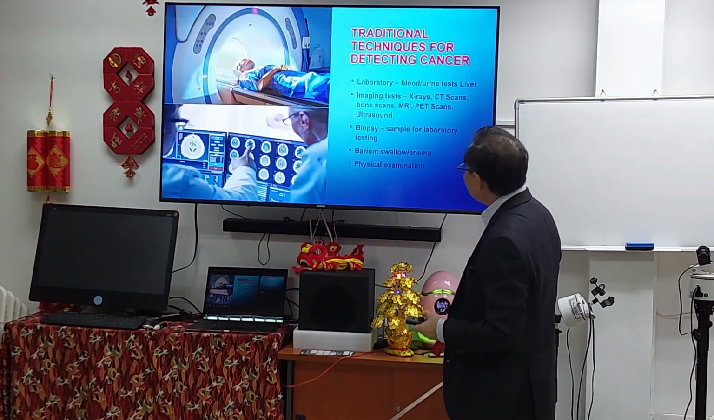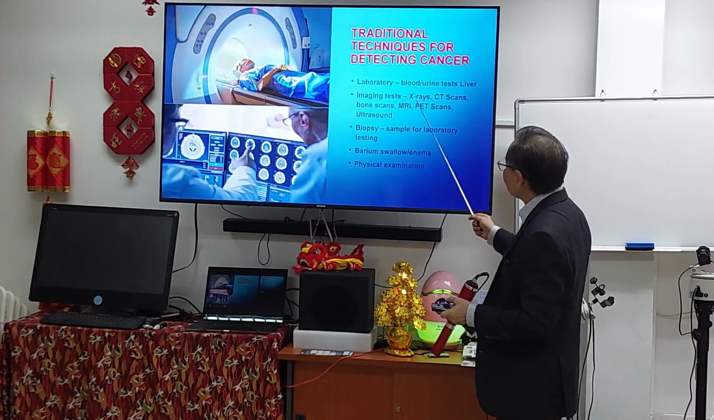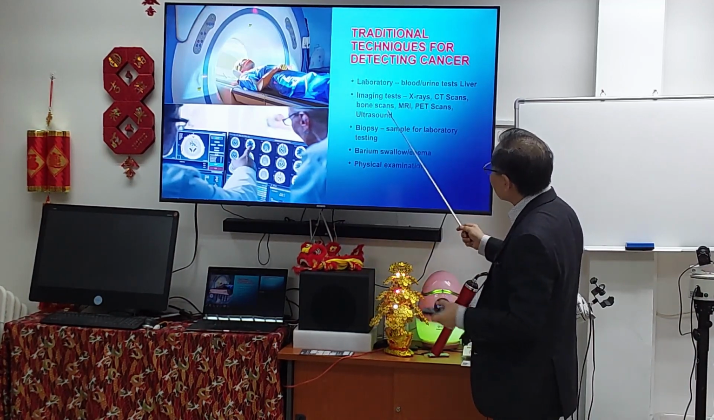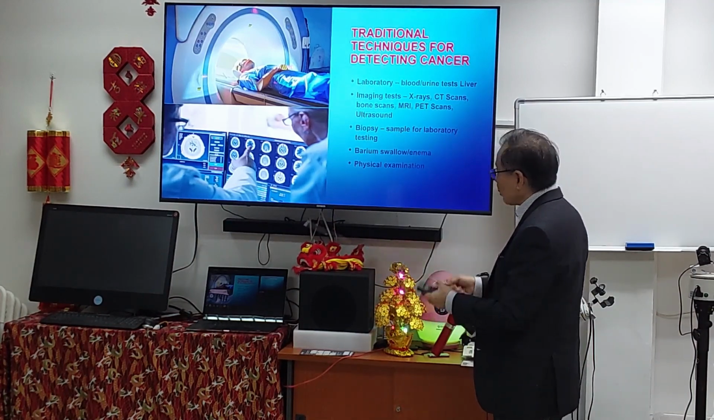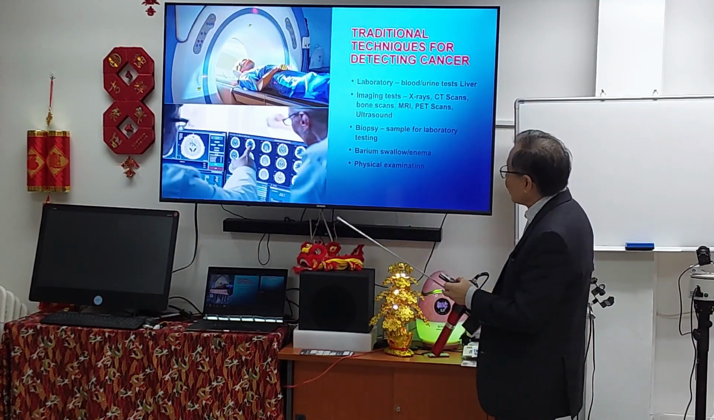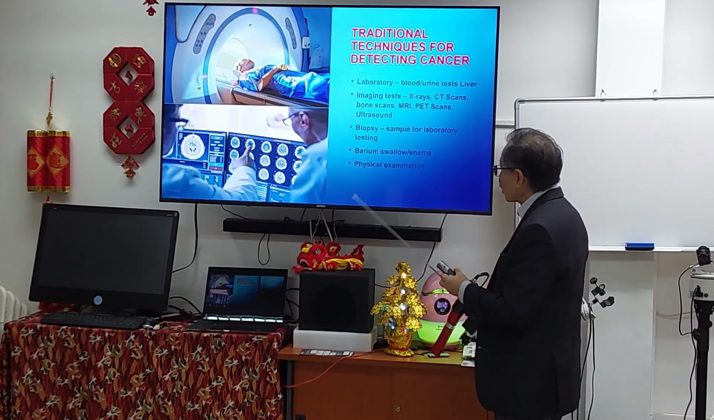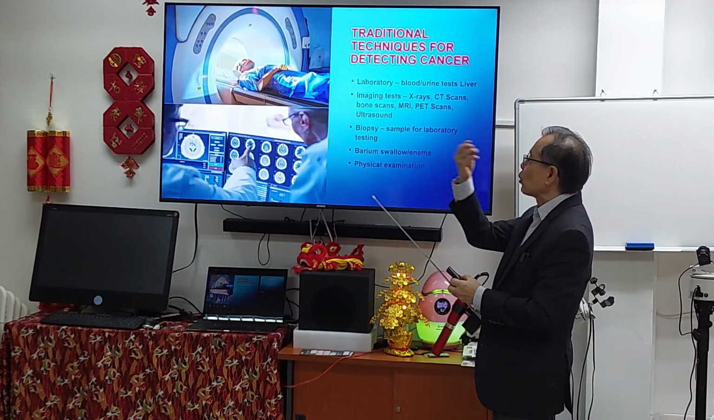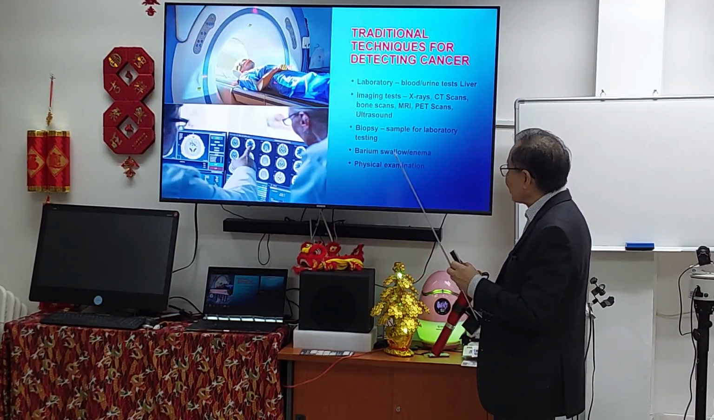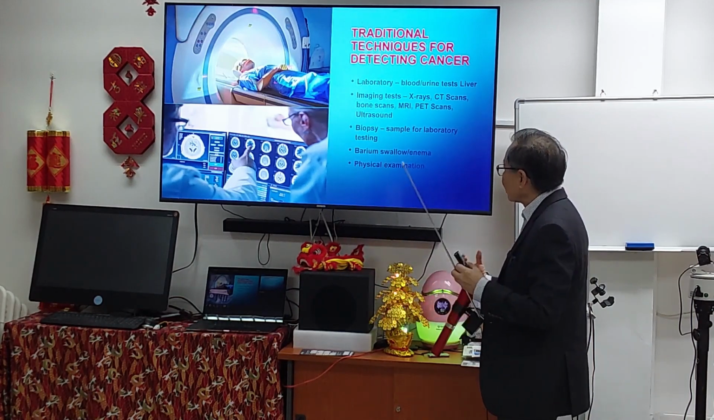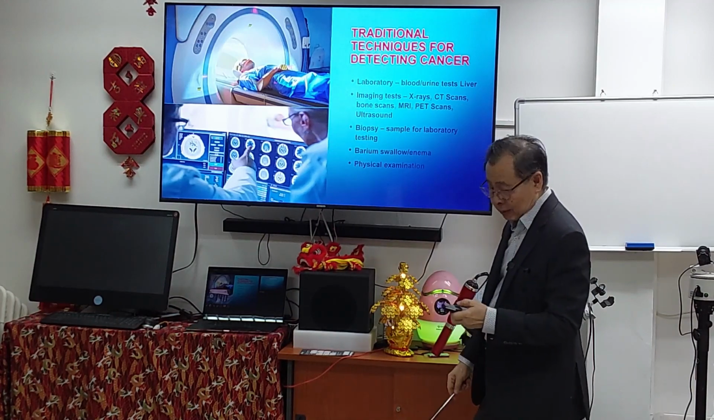So, how do we detect cancer? Traditionally, we do a blood or urine test, we use x-rays and CT scans and try to look inside and see where the cancer is. We do a biopsy, we take a sample of tissue from the liver or from the kidney. We do x-rays, where we swallow a dye, it goes into the stomach, and we can see the stomach clearly or the colon clearly. We do physical examination. This is the traditional way of doing it.